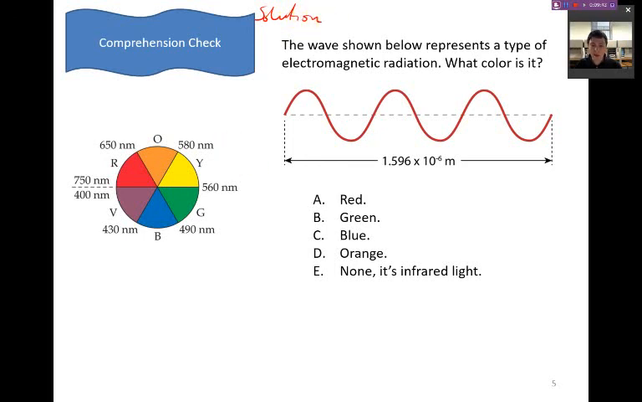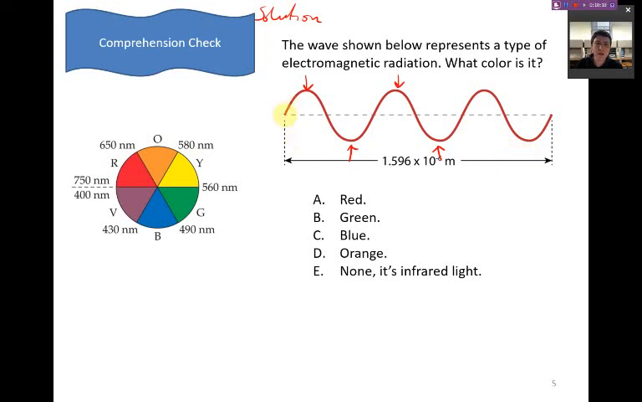Welcome back, everyone. Let's talk about the solution to this. So the wave shown below represents a type of electromagnetic radiation, and we want to know what color it is. To determine the color, you first need to recognize that the distance that you're given here is not just one wavelength. Remember, a wavelength is a distance between two different peaks or two different troughs. And so it's a little bit tricky to see here how many wavelengths we have.